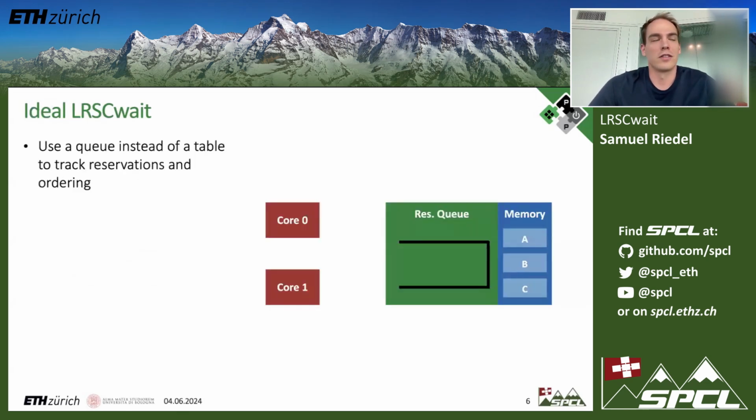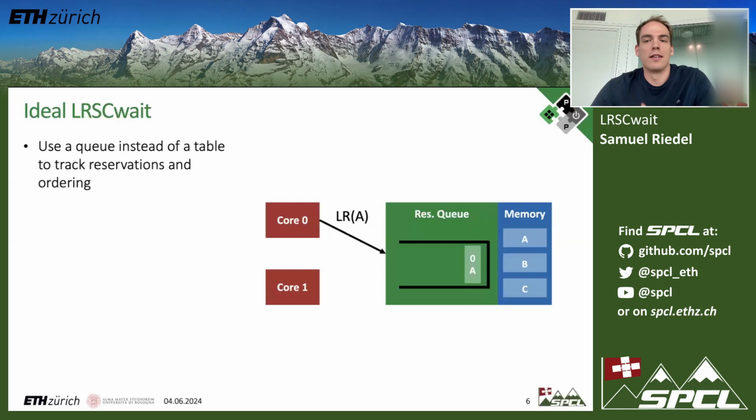So in an ideal load reserved wait, what we do is essentially use a queue instead of a table to track reservations. Usually for load reserved store conditional, you have a table where you track which cores have a reservation. What we do instead is bring order into this table and give it an ordering.